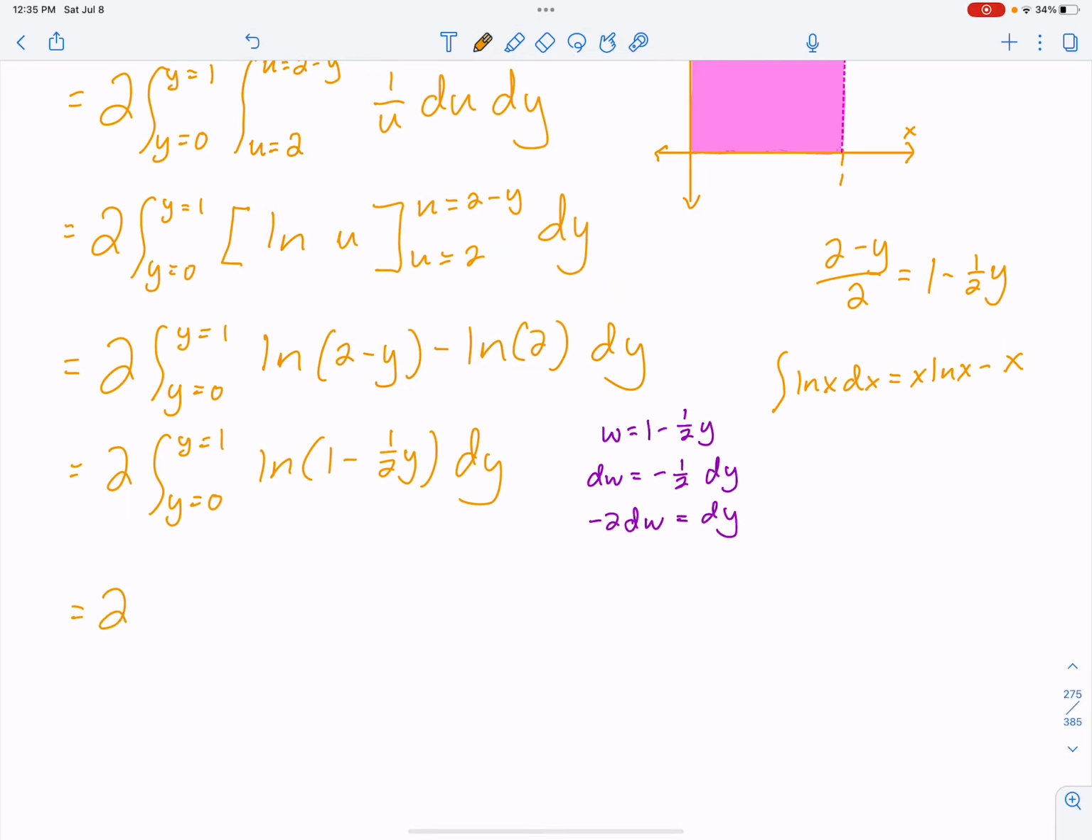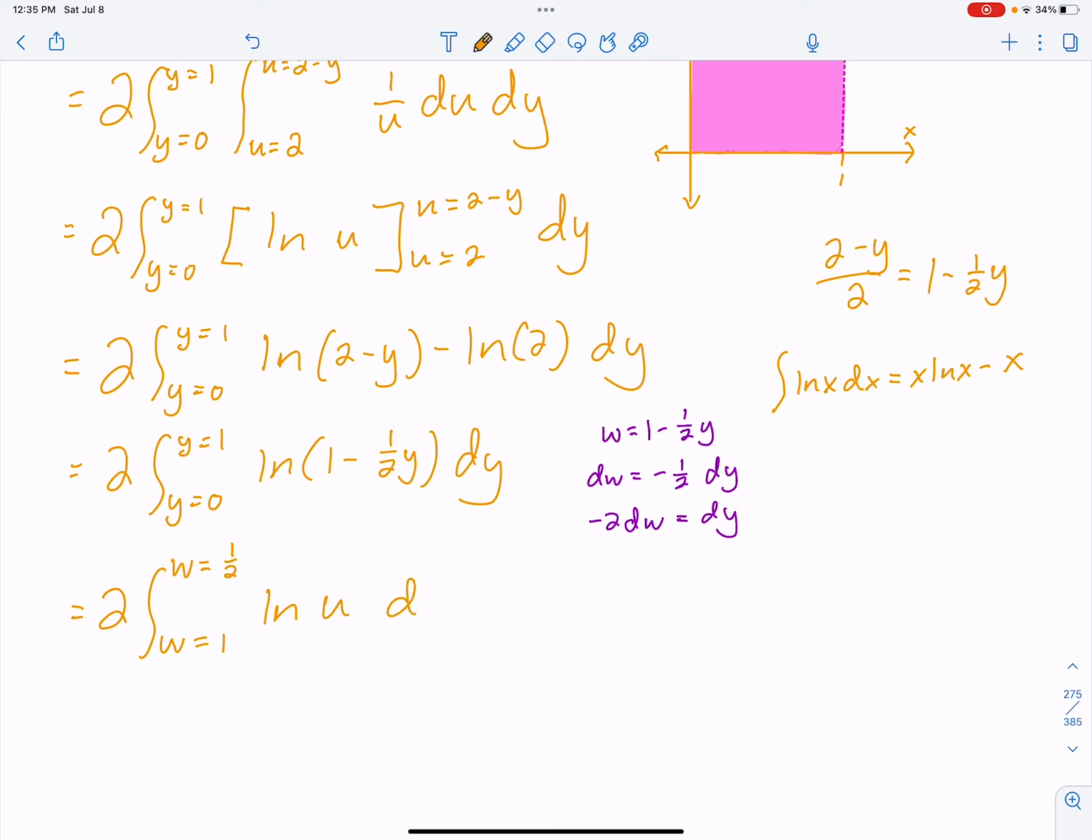Let's go ahead and plug and change our y's to w's. If I plug in 0, I get 1, so it's w equals 1. If I plug in 1, I get w equals 1 minus 1/2, which is 1/2. And then I got ln of w.